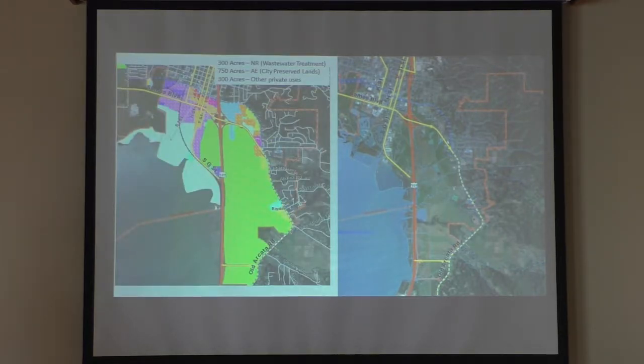So here are the numbers, and I know you can't read this up in the top here, but this green area is the area that's zoned as ag. So predominantly the area of potential inundation is zoned ag. The city owns 750 acres of that, with 300 acres contributing to the wastewater treatment plant. There are only 300 acres in other private uses. And so very few lands, Christie property, some lands down here that are still in private ownership in the city of Arcata.